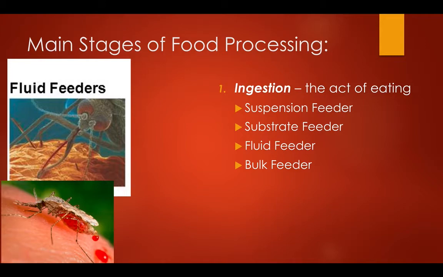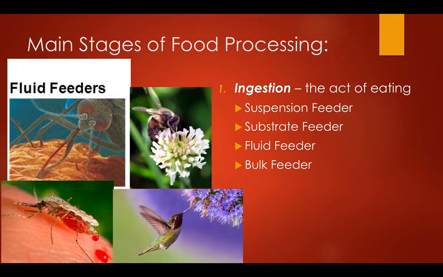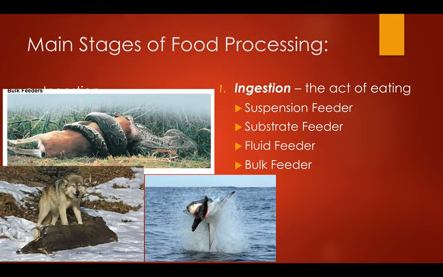Fluid feeders, a great example of that are things like mosquitoes that are sucking blood, but this also includes things like bees and butterflies that are feeding on nectar. Those are also fluid feeders. And then bulk feeders are things that eat in bulk, like the name implies. So this is going to be things like large snakes, sharks, wolves, things that are consuming mass quantities all at a single time.